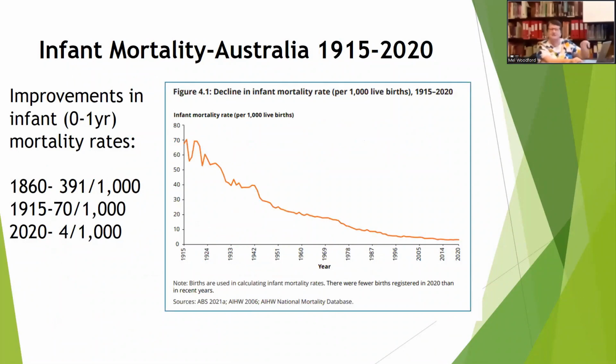And so I'm giving you some more trend data, because you might be researching your family, and of course you can see how infants had a high death rate. In 1860, with infants, and an infant is from 0 to 1 year of age, there were 391 deaths per 1,000 live births. And then you can see how it has really dropped, in 1915 down to 70, and then 2020 down to 4 per 1,000. So thankfully the infant mortality rate has really dropped.